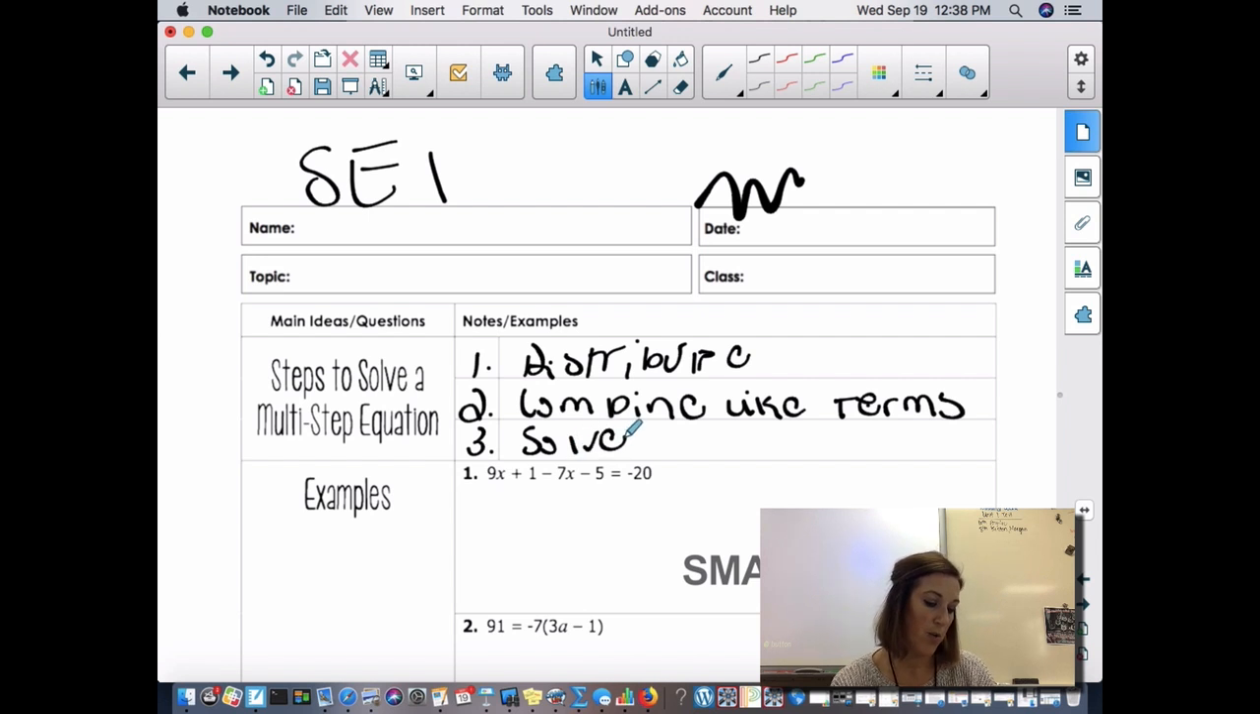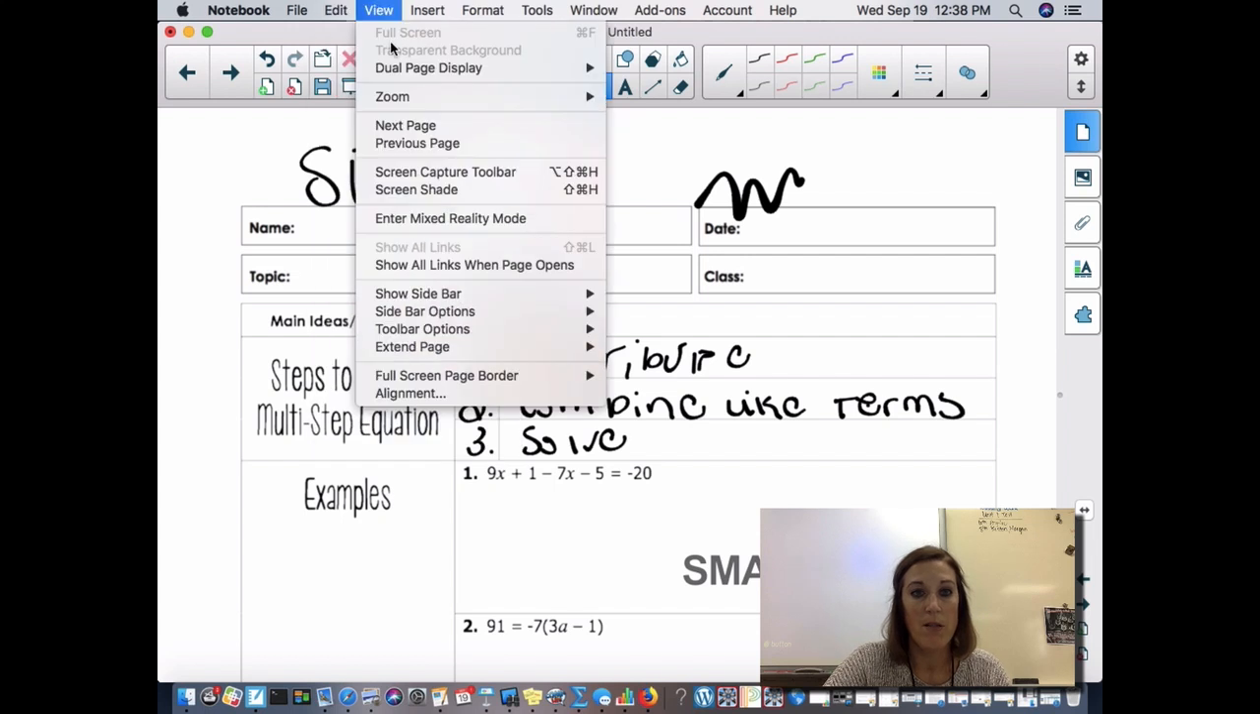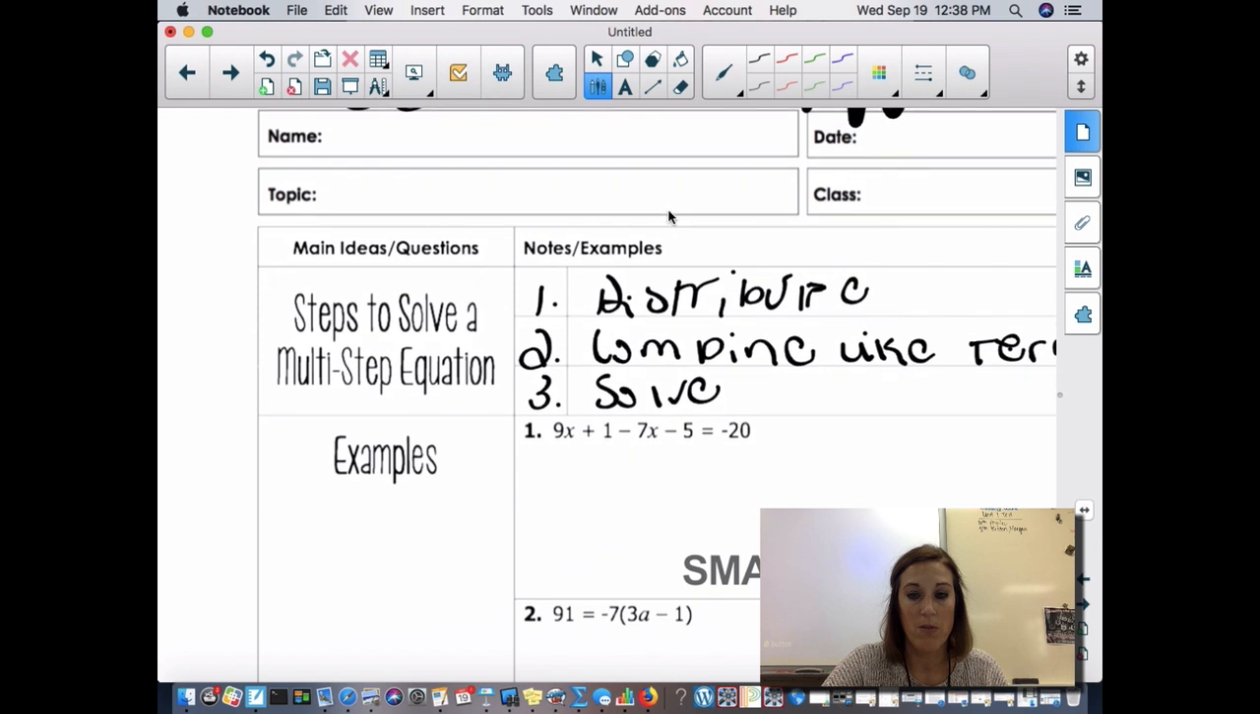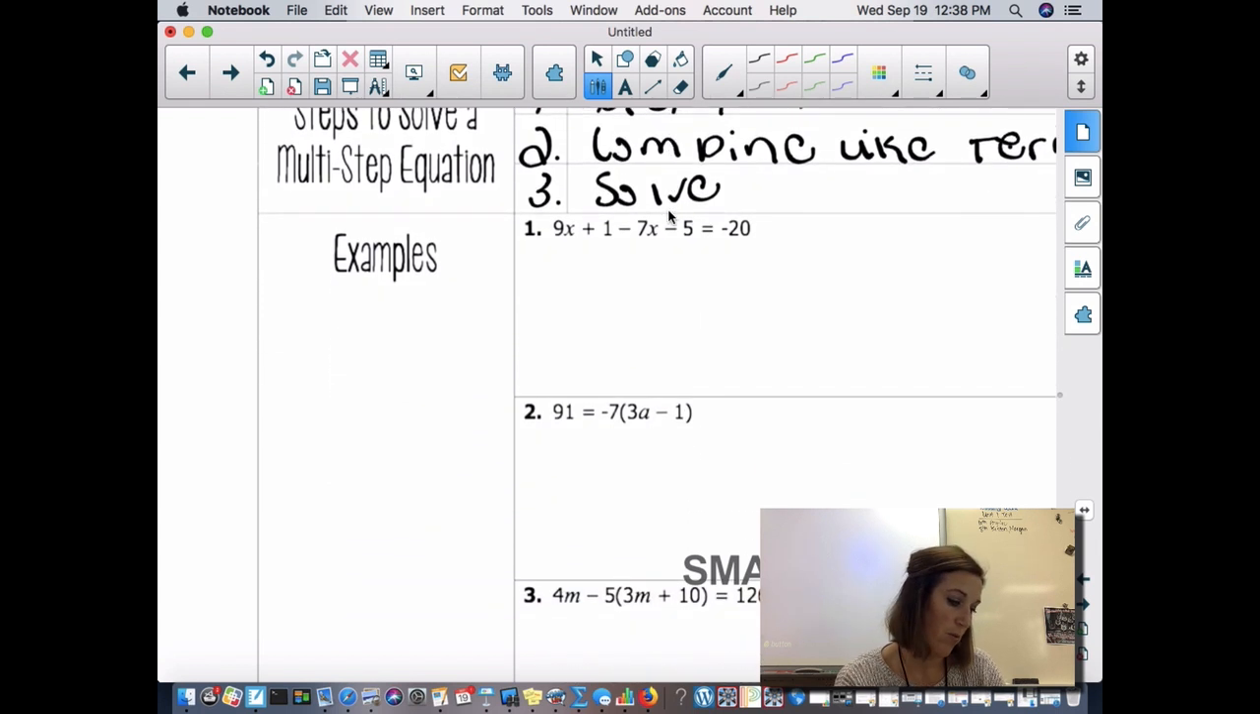Okay. All right, so we're going to go through a couple examples and you're going to have some started problems as well. All right, so the first thing, distribute. We don't have anything to distribute because we do not have any parentheses. So we're going to go to step 2, which is combine like terms. So step 2, we have a 9x and a minus 7x. We combine them, that makes 2x.